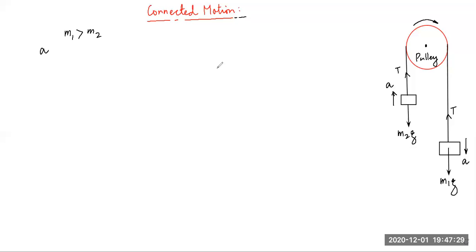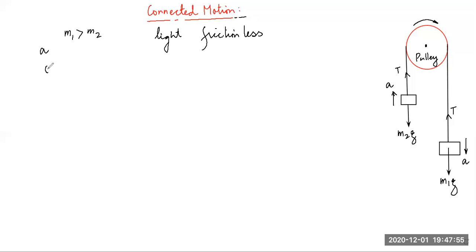Now the pulley we assume is light and we assume it is frictionless. When we assume it is frictionless, whatever energy we are applying, the same energy has complete effect and no energy is lost. So tension in the string will be same on both the sides and tension will be upwards.